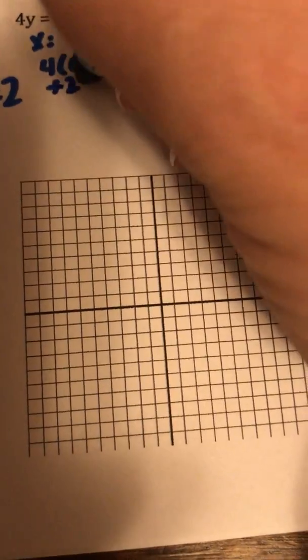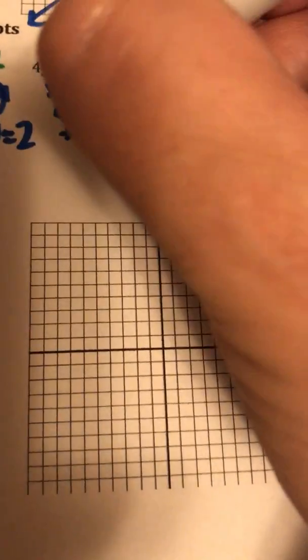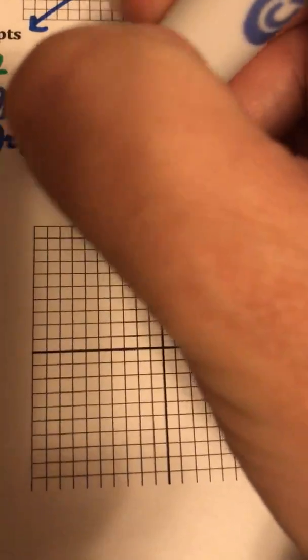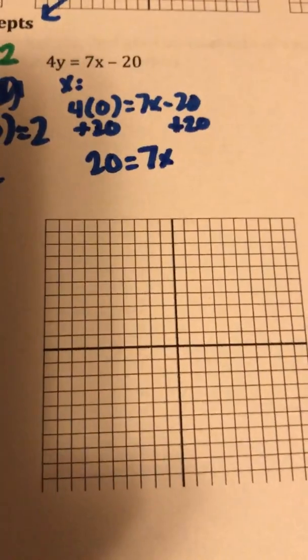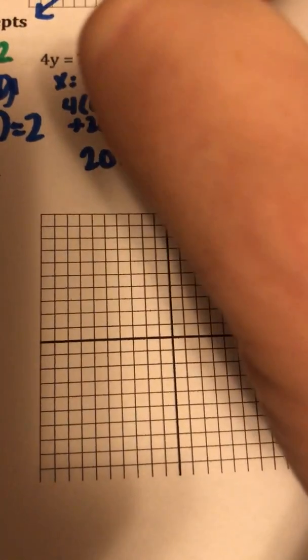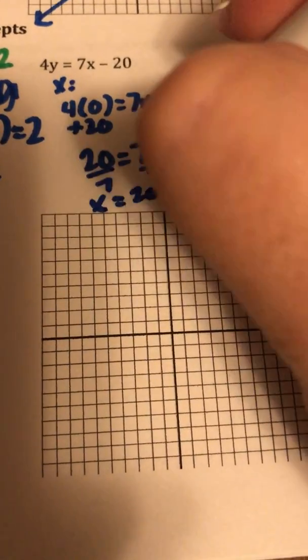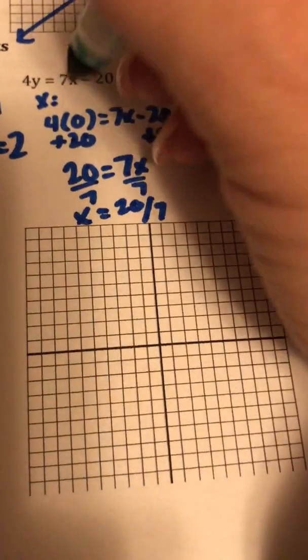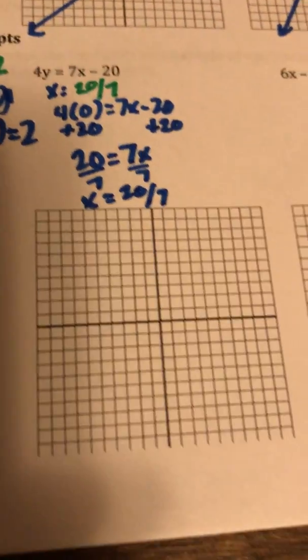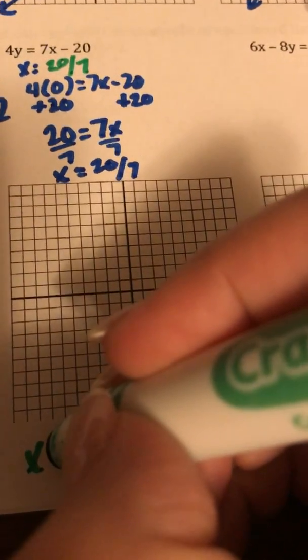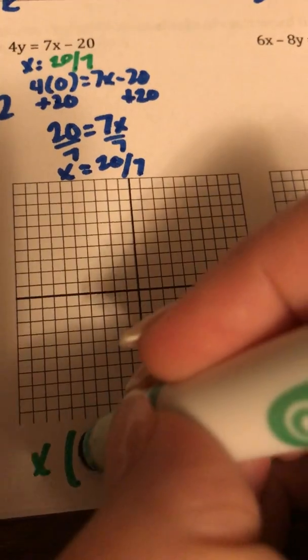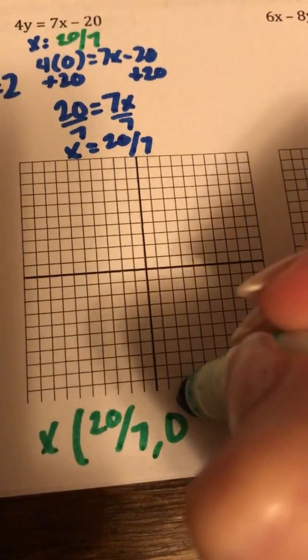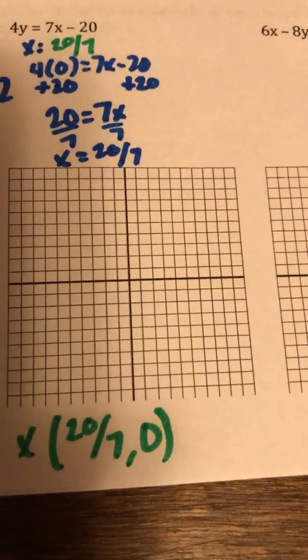As we're doing that, let's do this at the same time. We're going to move our 20 across, so now we have 4 times 0 is 0, plus 20, so 20 equals 7x. We divide by 7, and then x equals 20/7, which is not the friendliest number, but that's okay. So now our x-intercept is (20/7, 0).